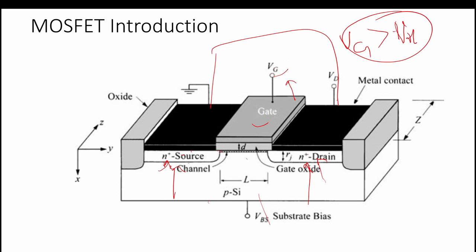As we have applied a sufficiently positive bias at the gate, now the source is grounded, or the source is grounded with the substrate most of the time.